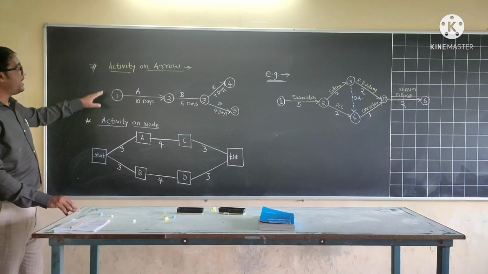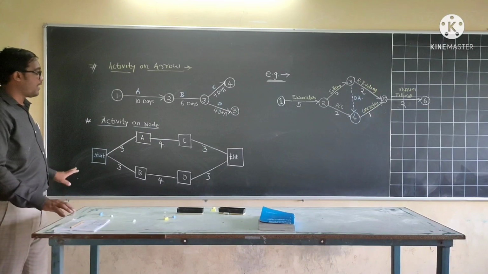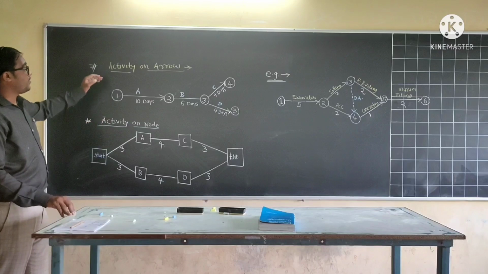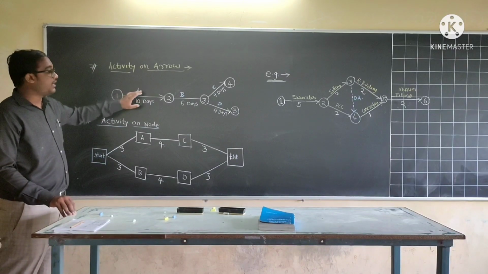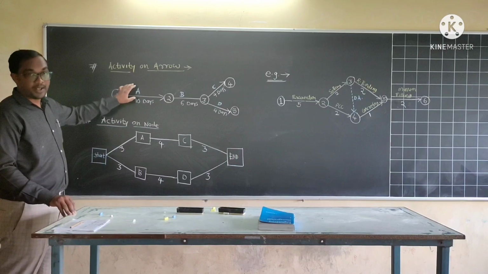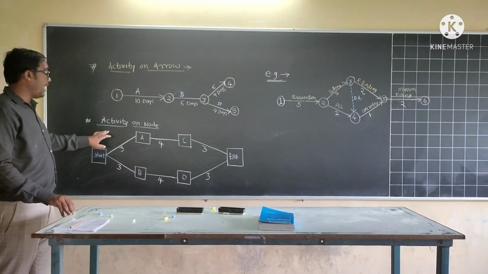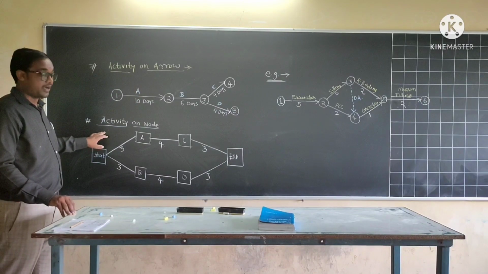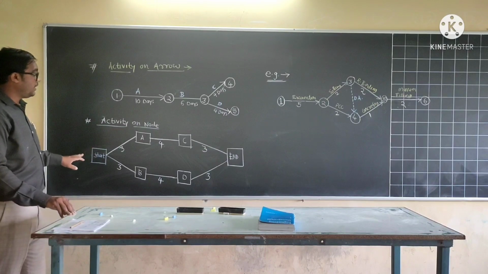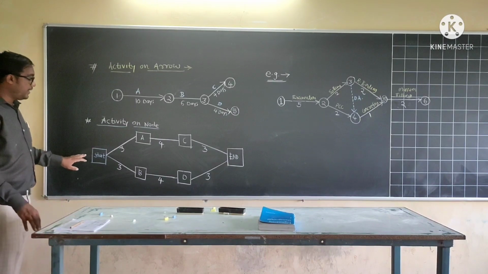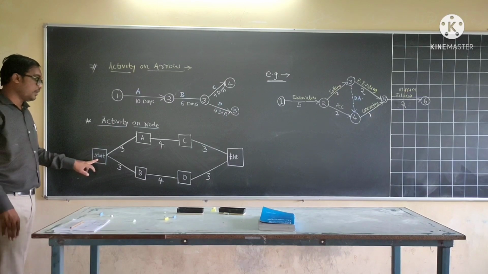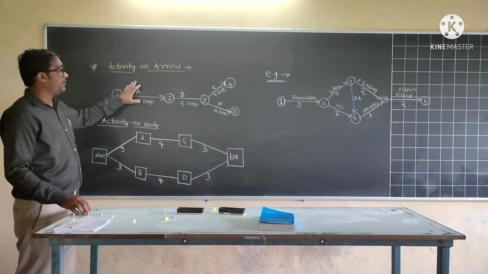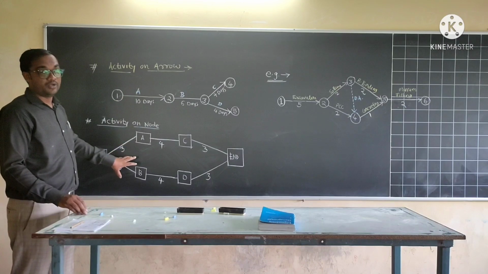So what is the main difference between activity on arrow and activity on node? In activity on arrow, the name of an activity is written above the arrow, and in the activity on node type, the name of the activity is written inside this box. This is the main difference between activity on arrow and activity on node.